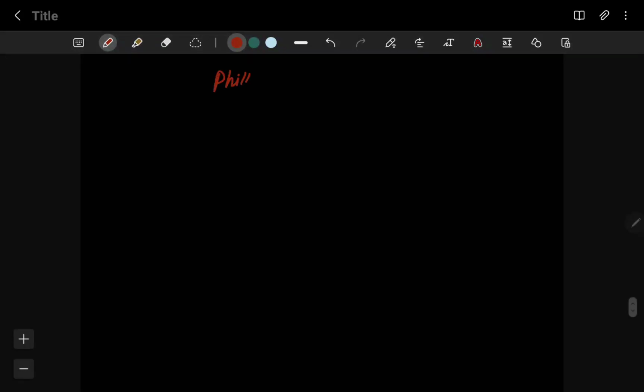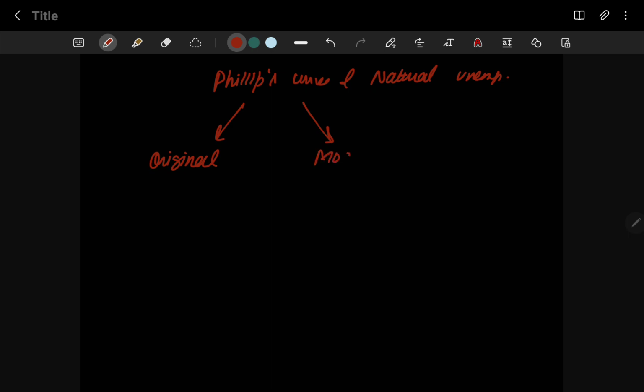This video will be starting with Phillips curve and the natural rate of unemployment. Now, Phillips curve is basically distributed in two forms. Number one is the original form and the second one is the modified form. The modified form is further distributed in two types: first is expected inflation, and the second is the natural rate of unemployment. We'll talk about everything precisely later on, but first we need to understand this one derivation.